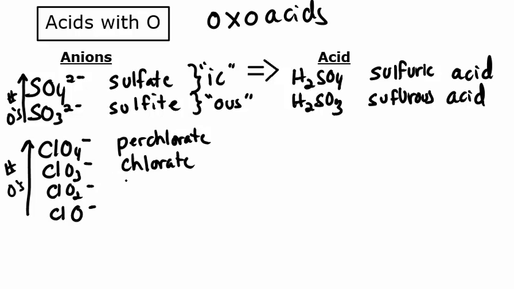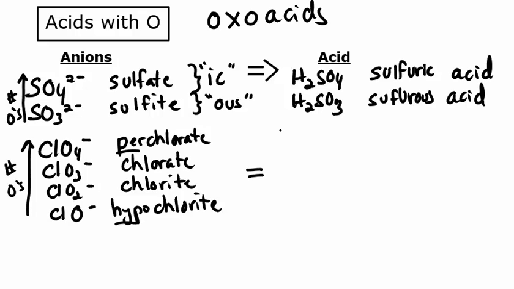Okay, so the ones with the most O's have the ate ending, just like sulfate. The ones with fewer O's have the ite ending, and to distinguish the one with the fewest, it's hypochlorite. Okay, so you get the ite ending for the fewer O's, the ate ending for more O's. You also get a prefix for the greatest and the fewest O's. All right, so similarly, those are going to change when they become acids. Okay, let's see what they look like. Go get 1 H plus on each.